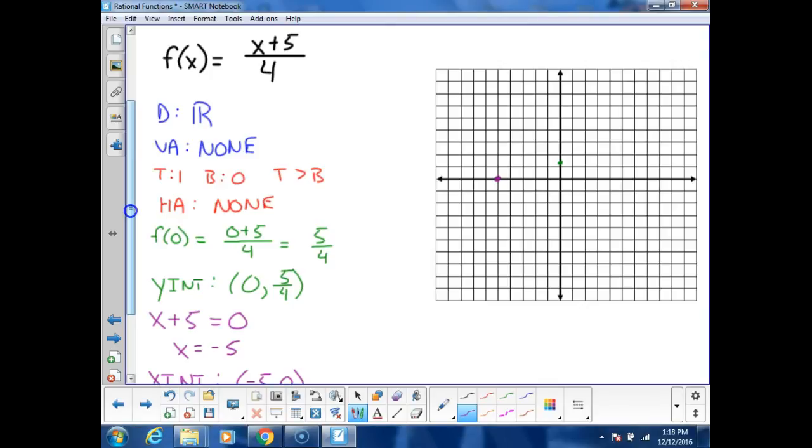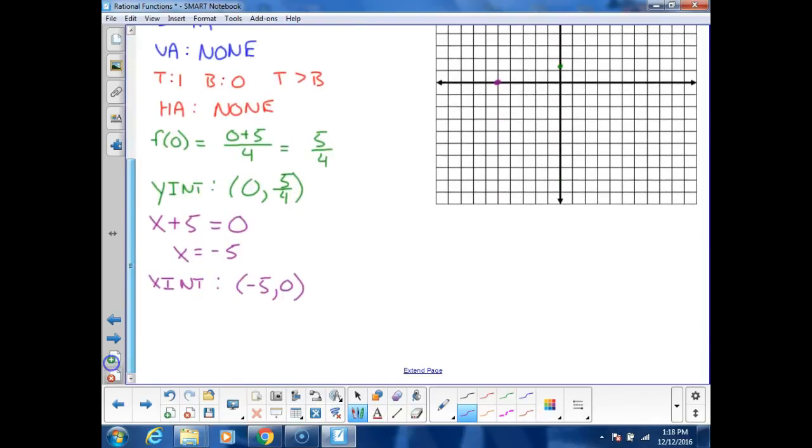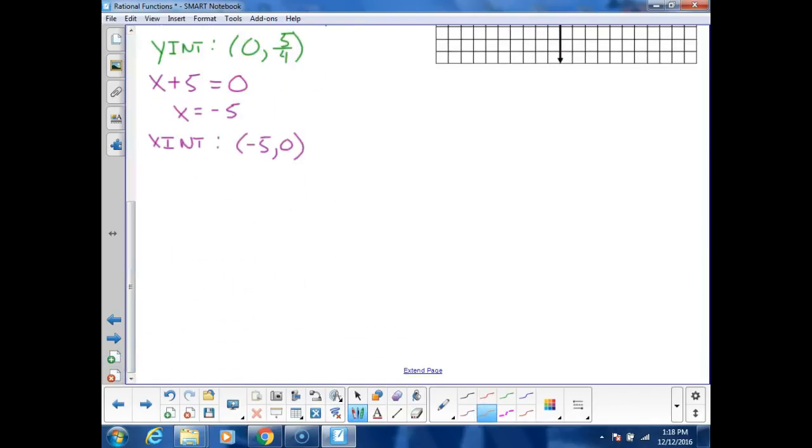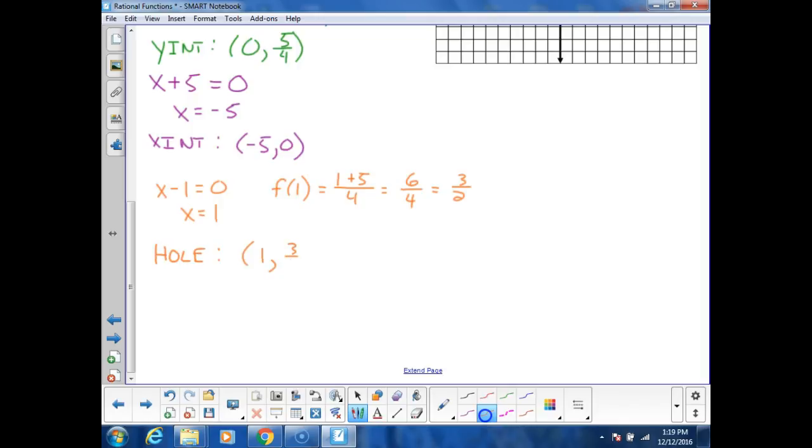Do I have a hole? Yes, because I factored something out. I factored out x minus 1. So x minus 1 equals 0, so x equals 1. So I need to find f of 1. 1 plus 5 is 6, divided by 4, which we'll just call 3/2. I like reduced fractions. So that tells me that we have a hole at 1, 3/2.